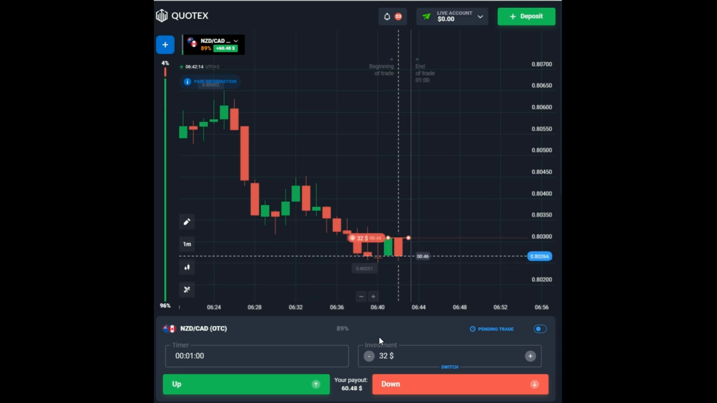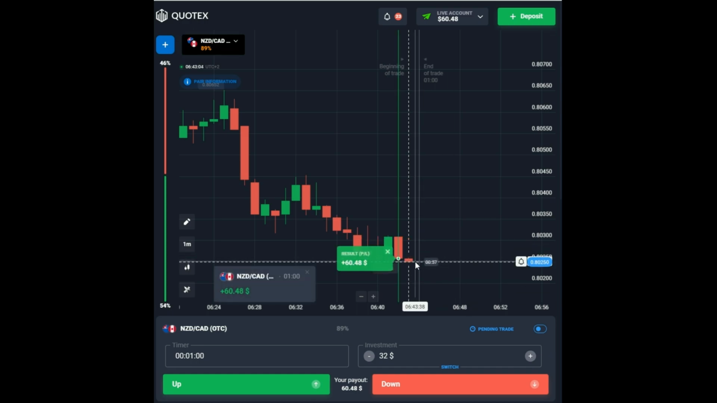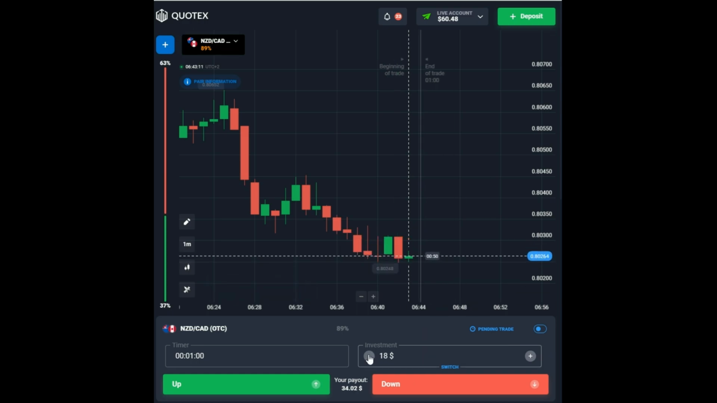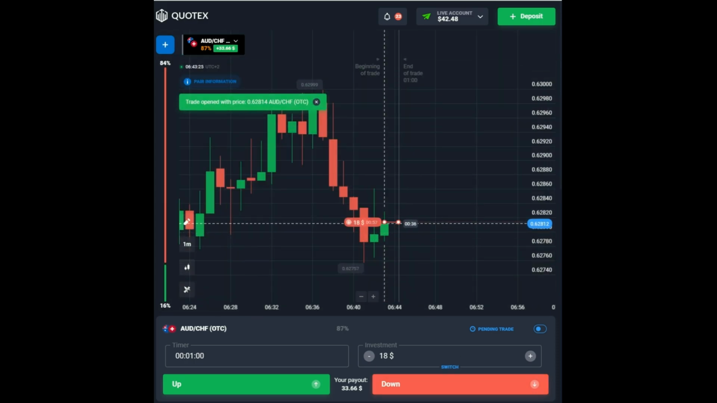I made some bad trades on this day that I'm not very proud of, alright? For example, this one for the $32 when I had a $50 account, I lost my first bet and then I made that to make 60 back. That was a gamble and I'm not proud of it, but I did it.